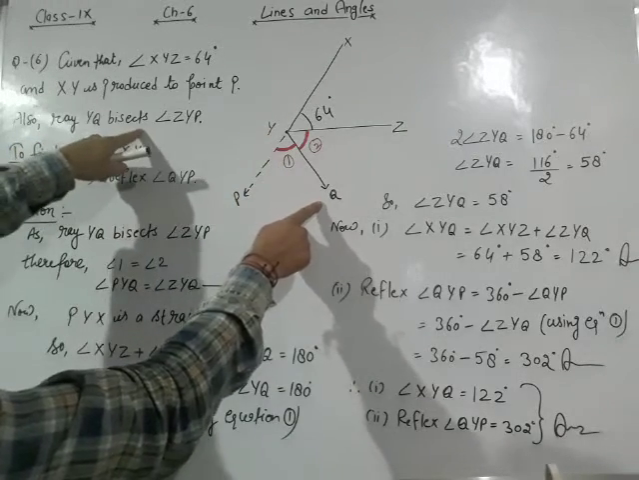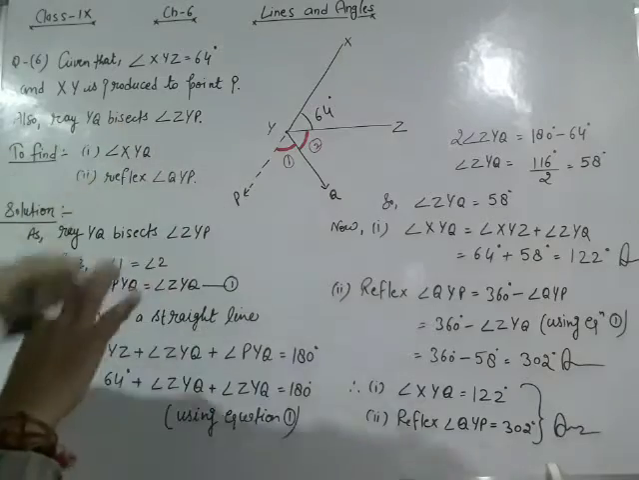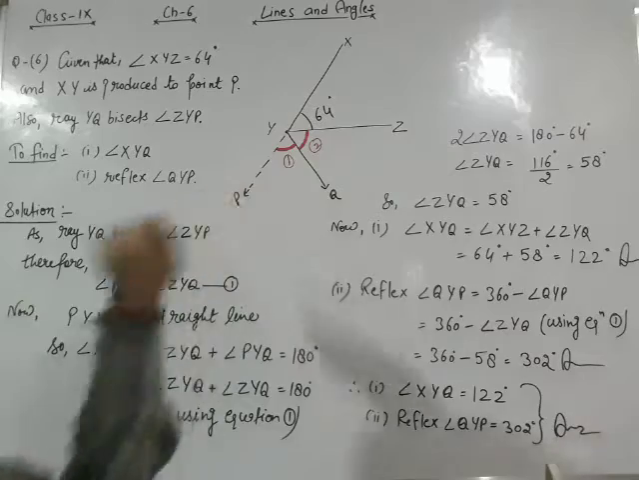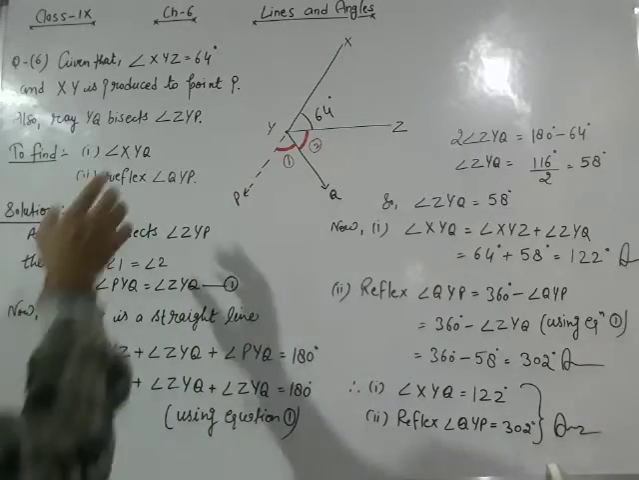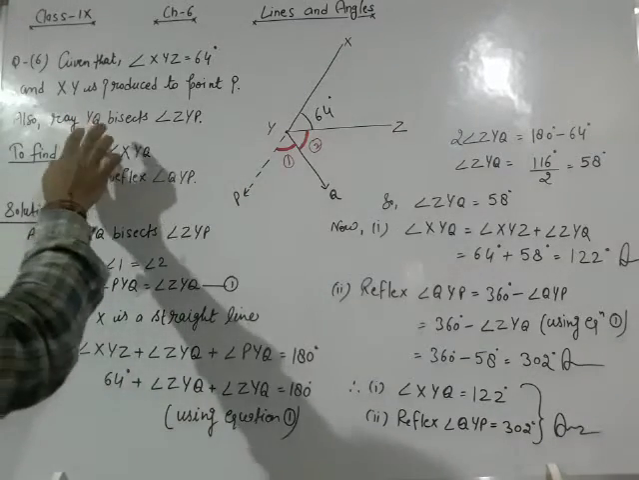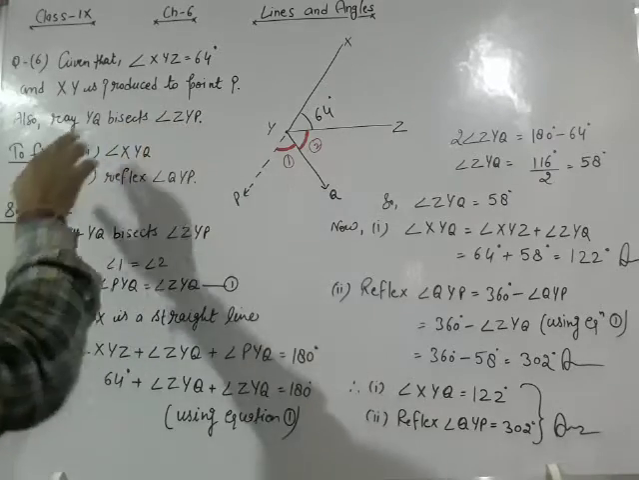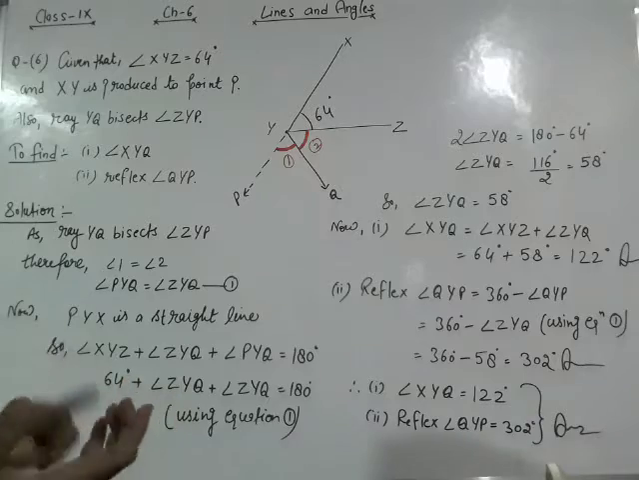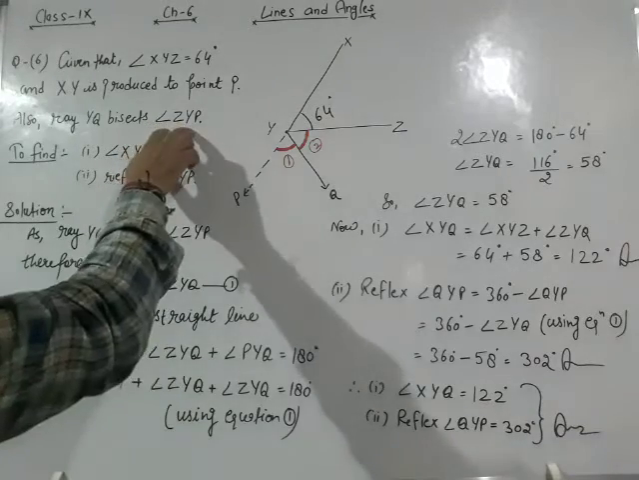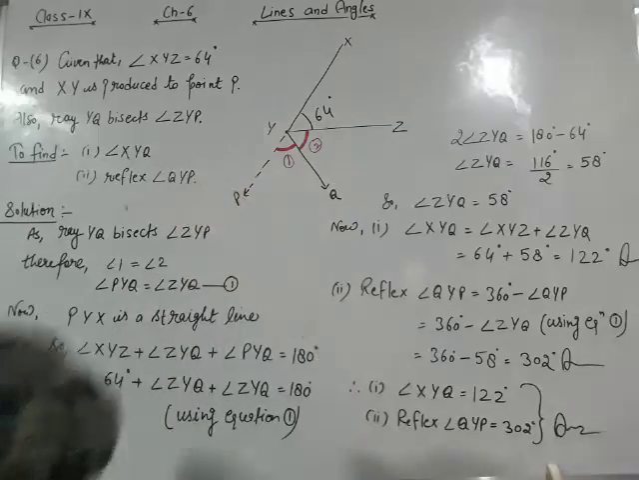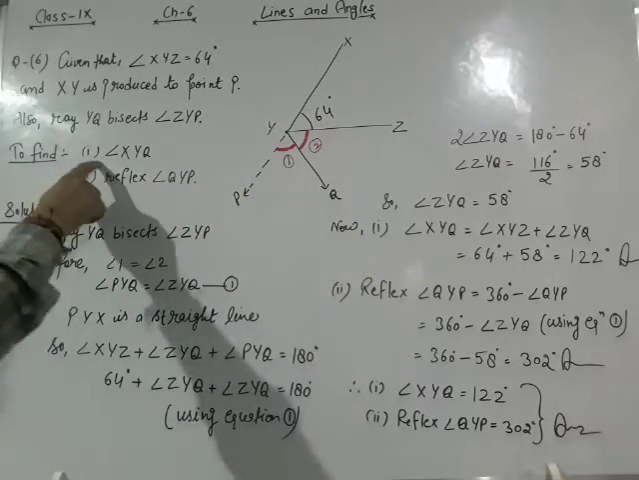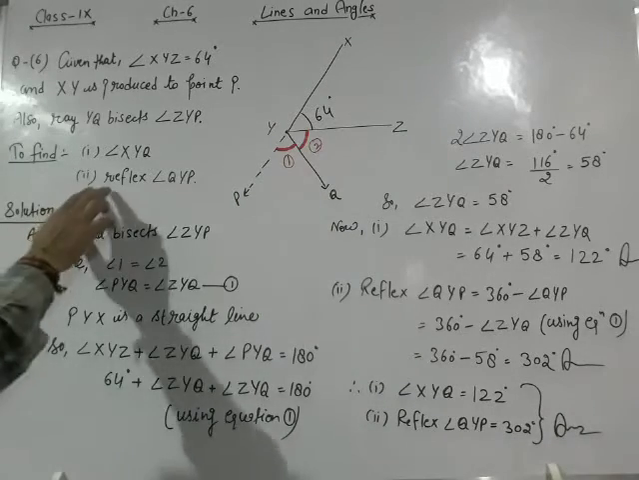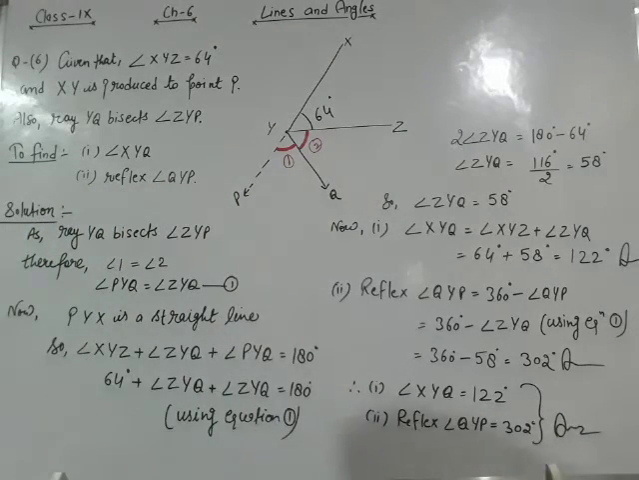YQ bisects, which means it divides angle ZYP into two equal parts. What is the meaning of bisects? YQ bisects angle ZYP means ray YQ divides angle ZYP into two equal parts. So what do we have to find? We have to find first part, angle XYQ plus reflex angle QYP, right?